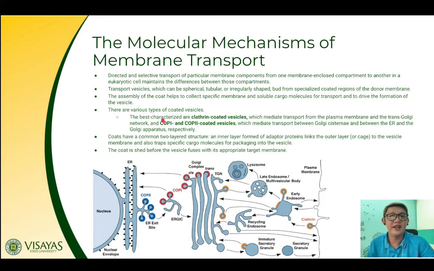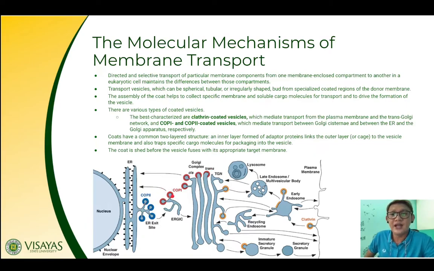So directed and selective transport of particular membrane components from one membrane-enclosed compartment to another in a eukaryotic cell maintains the differences between those compartments. So we will now be talking here about the molecular mechanisms of membrane transport. Transport vesicles, which can be spherical, tubular, or irregularly shaped, bud from specialized coated regions of the donor membrane. So these different vesicles are coated as well.